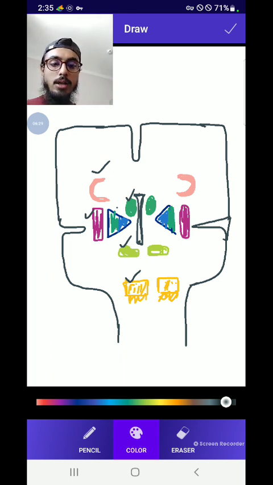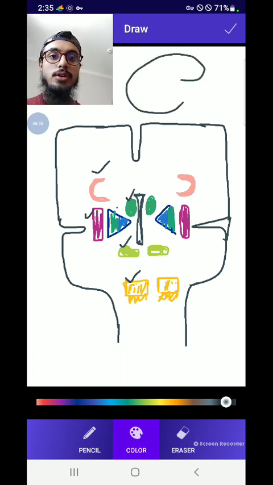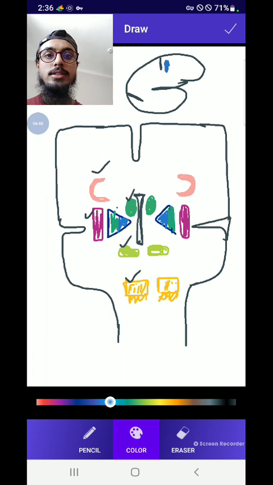Guys, you remember the parts of the brain from the previous video? You must watch that video: the parts of the brain, the cortex of the brain. This is the lateral view I have drawn. Anterior to the central sulcus, what is this area? Primary motor cortex. Anterior to the primary motor cortex, what is this area?